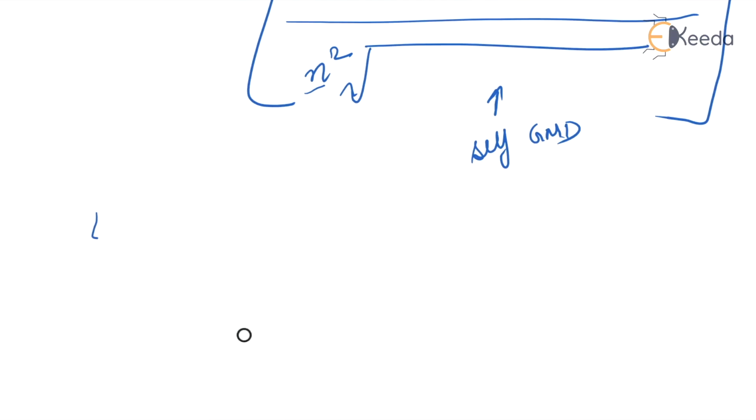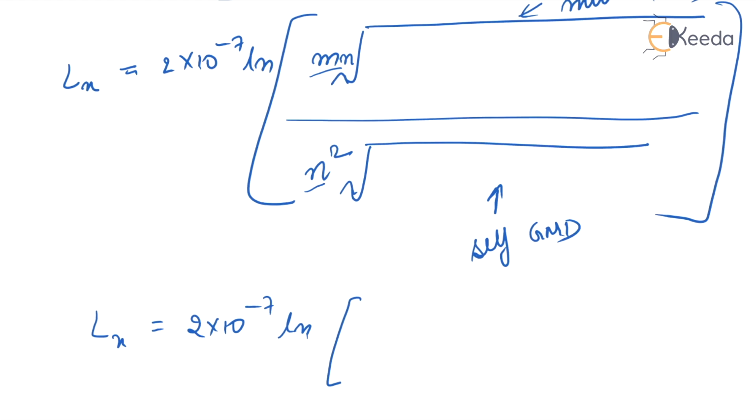So Lx is equals to 2 into 10 to the power minus 7 log Dm by Ds, where Dm is the mutual GMD and Ds is the self GMD. Dm stands for mutual geometric mean distance and Ds stands for self geometric mean distance.